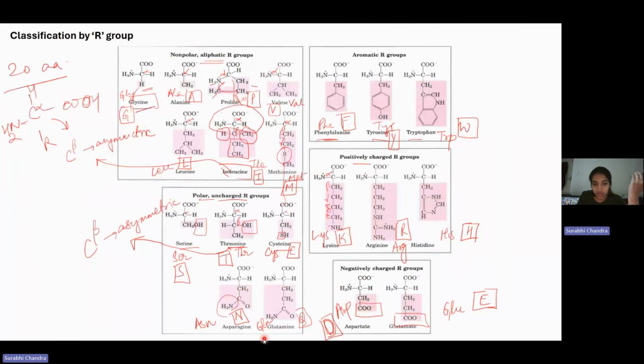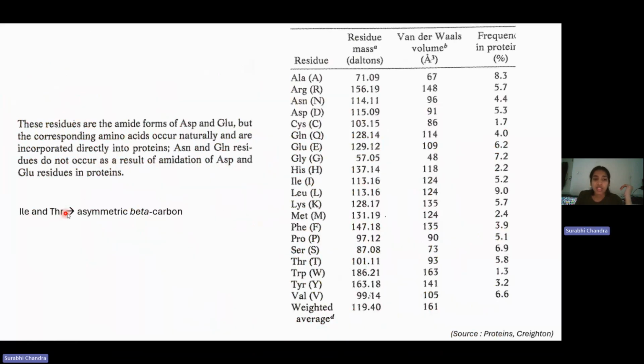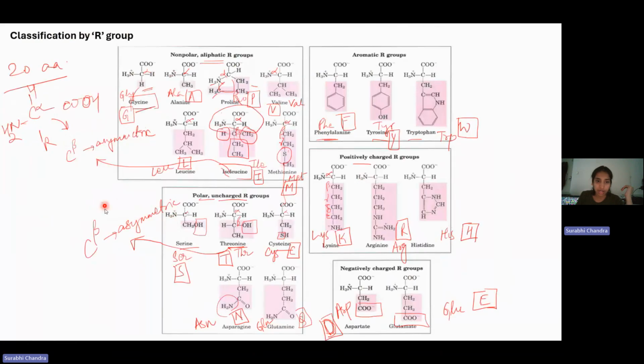This carboxyl group can be replaced with CONH2 to form asparagine, and this OH group can be replaced with NH2 to form glutamine. But this is not the case. These are already present naturally and are naturally incorporated into proteins in living beings. And isoleucine and threonine have an asymmetric beta carbon that we saw here.